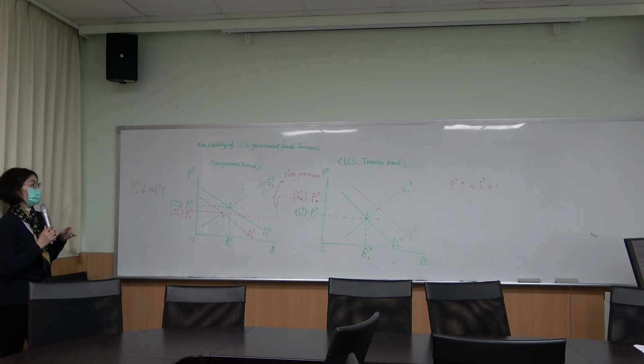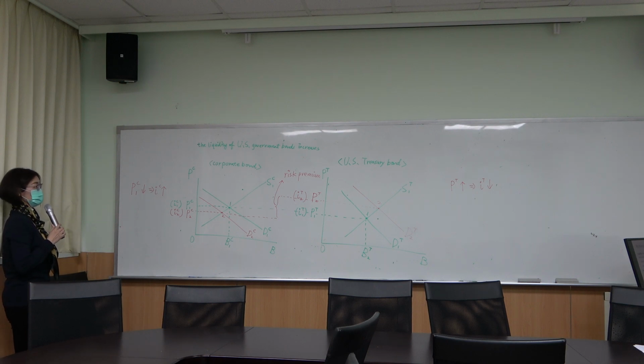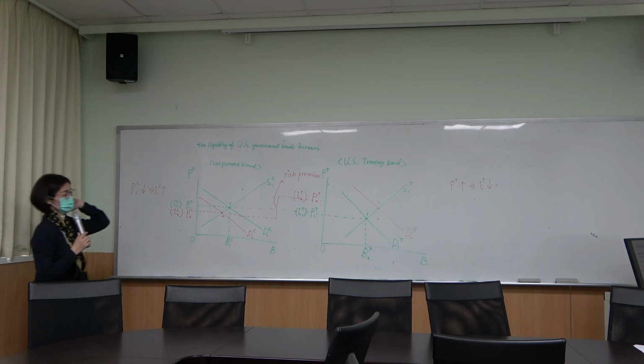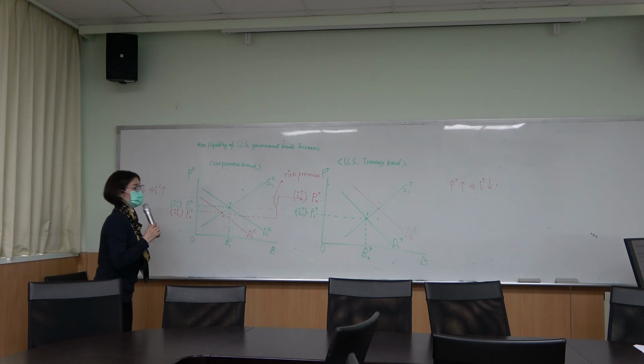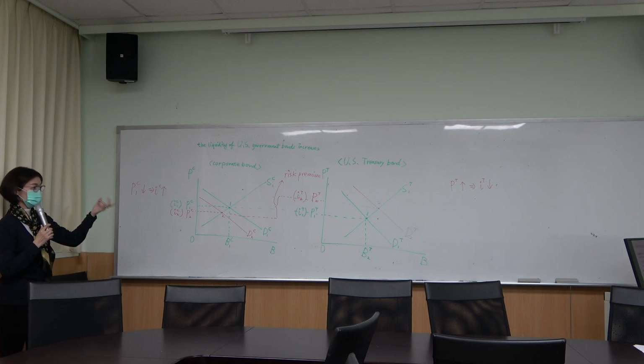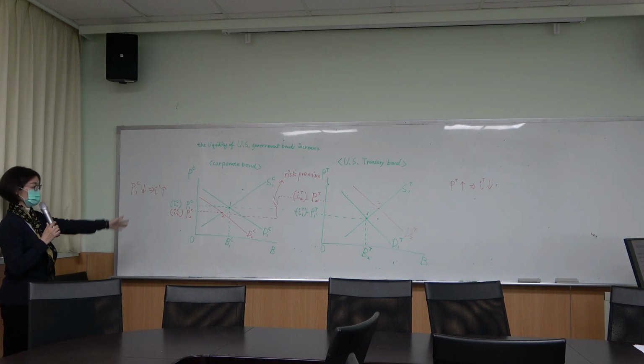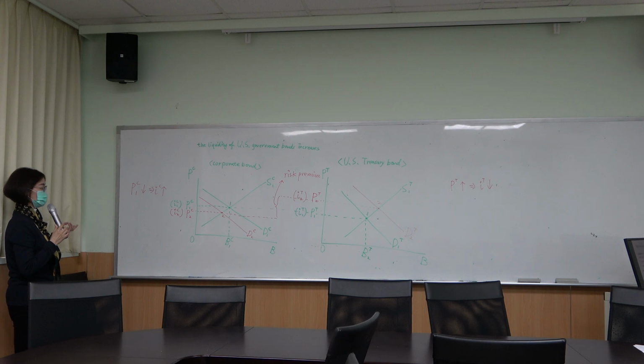So when bonds have the same maturity, but if the US Treasury bond's liquidity increases, that will shift the investors' demand for both bonds, and that changes the price of both bonds. And then we have seen a difference in the interest rates.